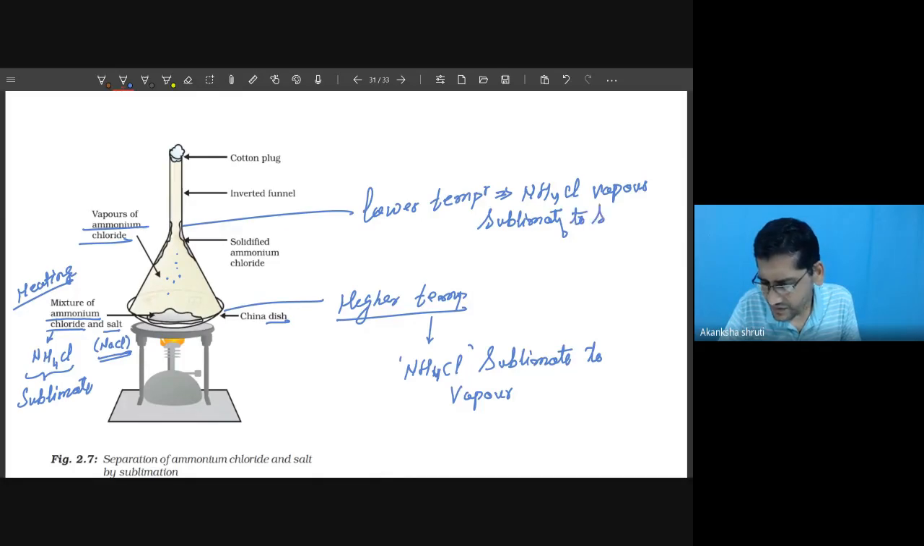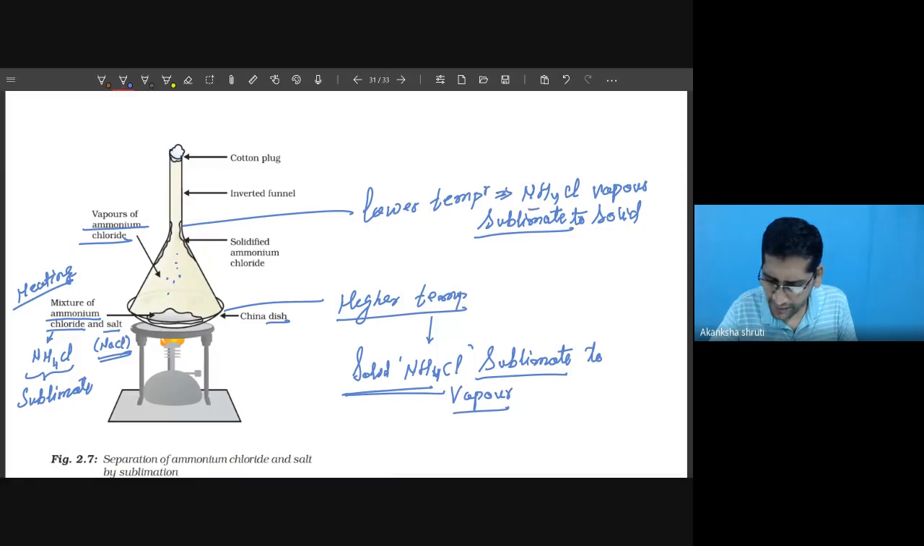To solid. Because what does sublimation include? Sublimation includes both solid to gas as well as gas to solid. So both processes are sublimation. Here the solid ammonium chloride was converted to vapor, and here the vapor or gaseous ammonium chloride is converted to solid.